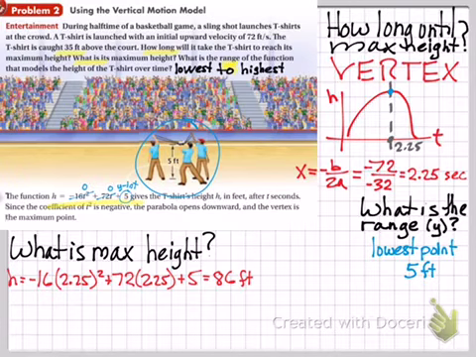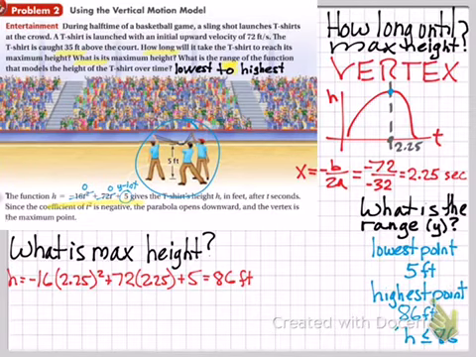So your y-intercept is 5, that's the lowest point that the t-shirt reaches, and then the highest point is going to be 86 feet, which we just calculated over here with the vertex. So the way you would actually represent your answer is using an inequality. h is less than or equal to 86, but it's also greater than or equal to 5. And that is the range of this function.